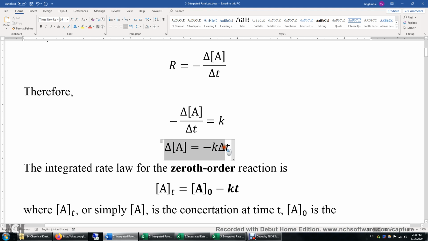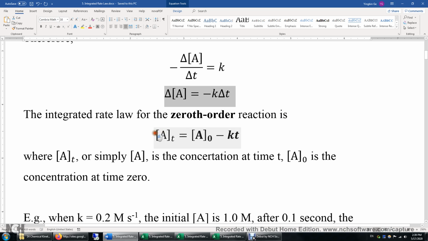And by looking at this, we know from the beginning of the reaction, that's time 0, all the way to time t, the change of time is t minus 0, and therefore the concentration of A decreases by kT after time t. So we have this equation for the zeroth order reaction. The concentration of A, the reactant, at time t is equal to the initial concentration of A minus kT.